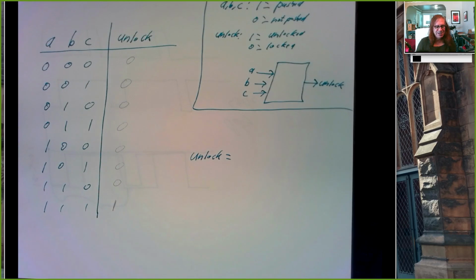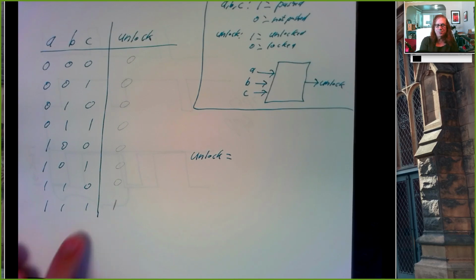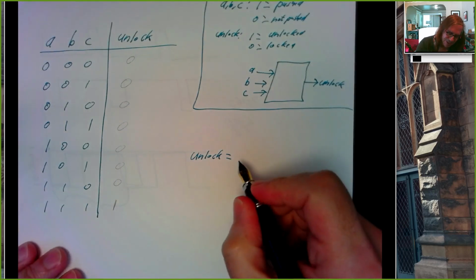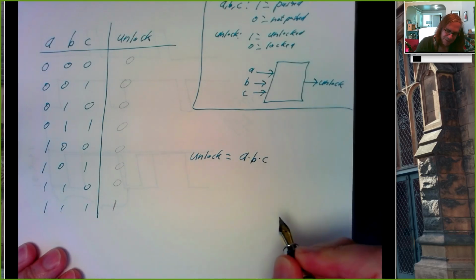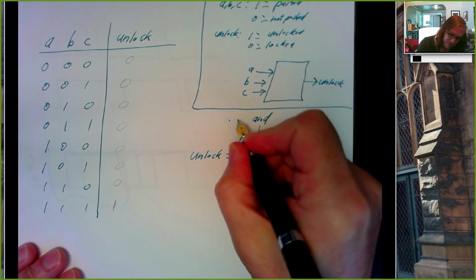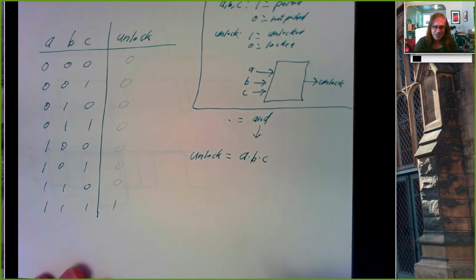If you listen to what I did when I described it, I said we want to unlock when A is 1 and B is 1 and C is 1. So an AND gate is going to work really well. And remember, with an AND, we just put a little dot in between these things. So a dot means AND. Could you just do ABC? Or you could just do ABC.